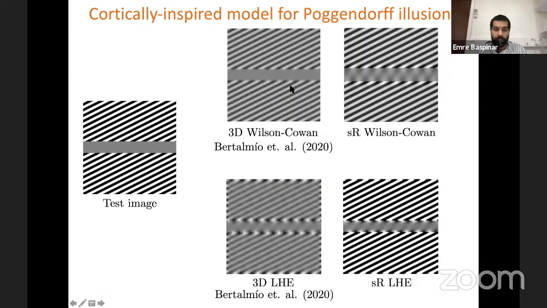On the left column, we see the results of the previous setting of Bertalmio et al., both Wilson-Cowan and local histogram equalization. On the right column, our setting, and we see that in the Wilson-Cowan case, our algorithm can produce the illusions, albeit of low quality. However, in the previous setting, they cannot be produced at all. In the local histogram equalization, both settings can produce the illusions, but our framework, in addition to producing the illusions, can preserve the rest of the image.